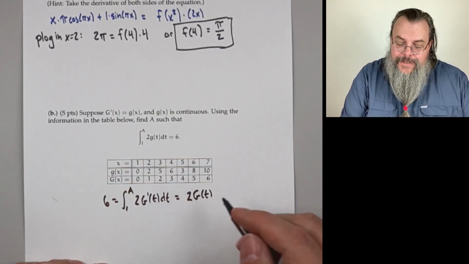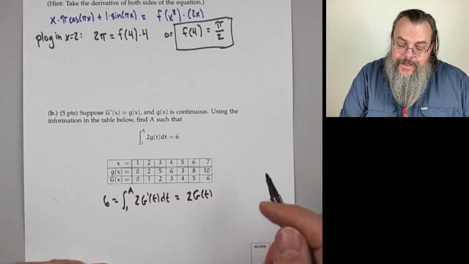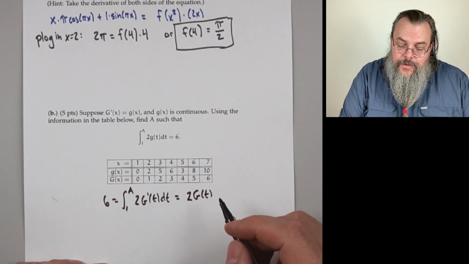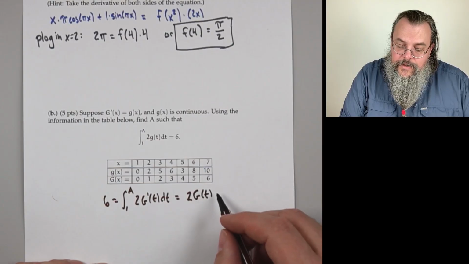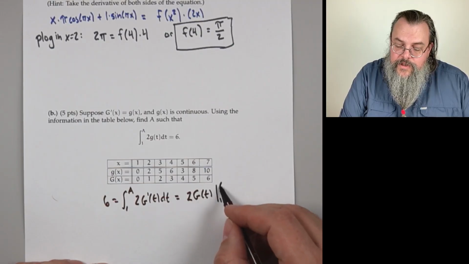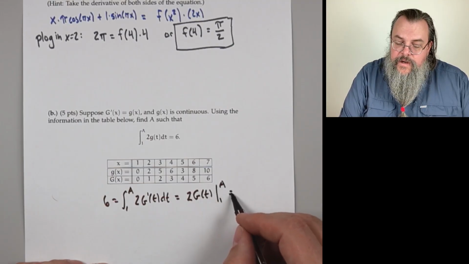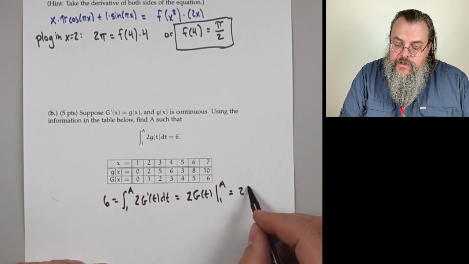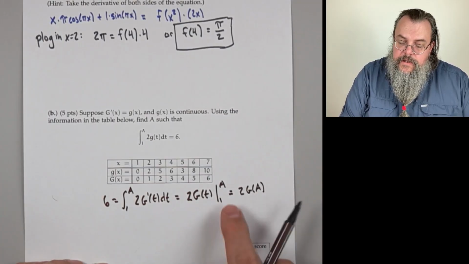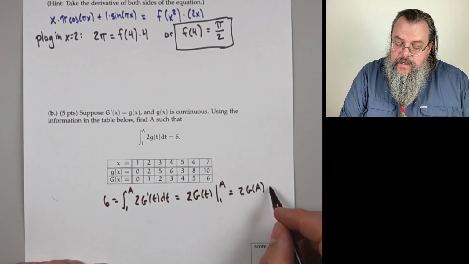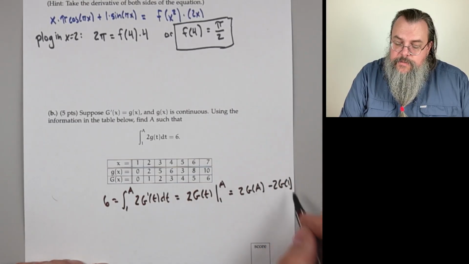It was g. Easy to do that. And okay, and we're going to evaluate 1 to a. All right, so this would be 2 g of a, plug in a, minus 2 g of 1.